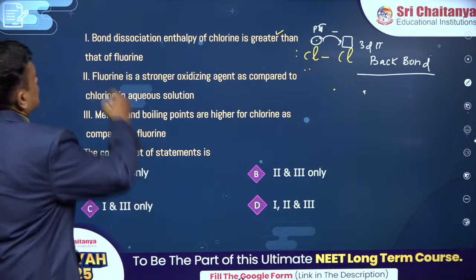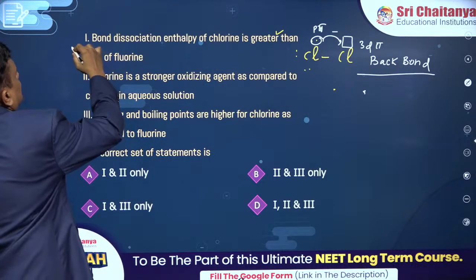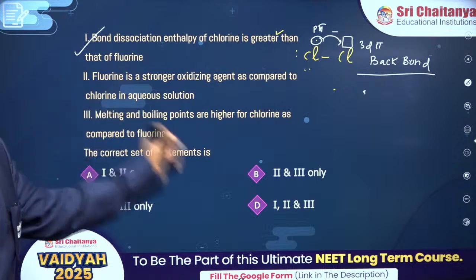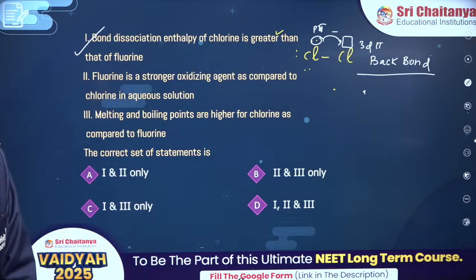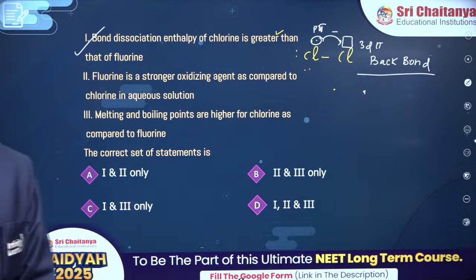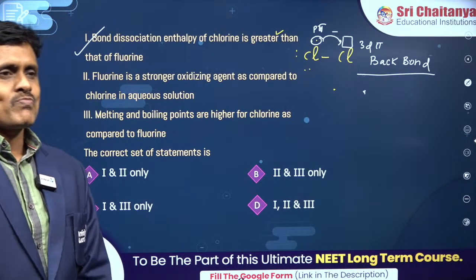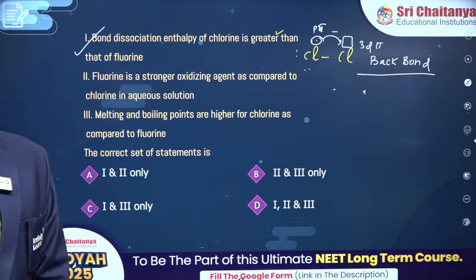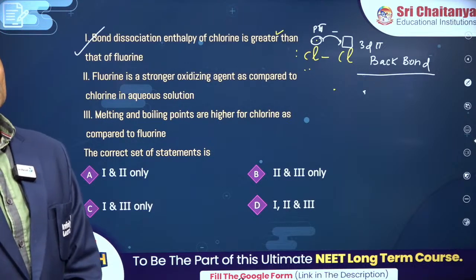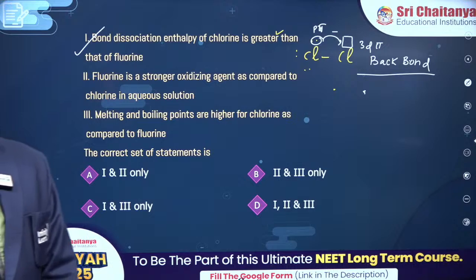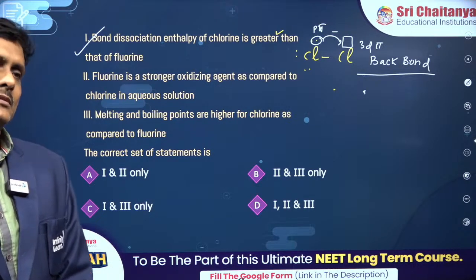Have you understood? So this is a correct statement. Bond dissociation enthalpy of chlorine is greater than that of fluorine. This is a correct statement. Have you understood, buddies? No, that's what you're talking about, Ashley, is electron affinity. That's a different thing. This is bond energy. Is this understood, all of you? Why does Cl2 have more bond energy? P pi, d pi back bonding. Have you understood? Come on, speak out.